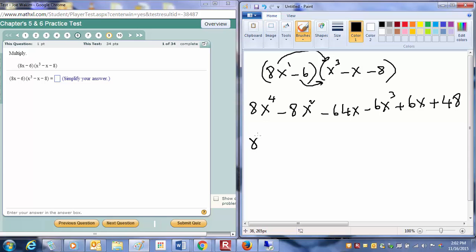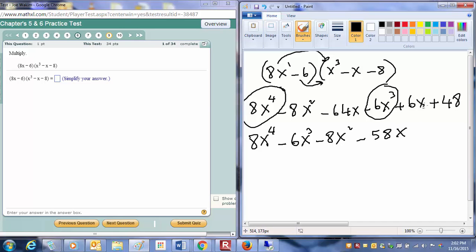Okay, and the final answer, we have 8x to the power 4 by itself, minus 6x cubed also by itself. So this is the first one. We don't have any term with x cubed. X squared also, we have only 8x squared. And minus 64 plus 6. These are the only like terms. Since these are like terms, opposite sign, we subtract. And 64 minus 6 is 58, but this is more negative. So minus 58x. And therefore we are left only with plus 48. That would be the final answer.